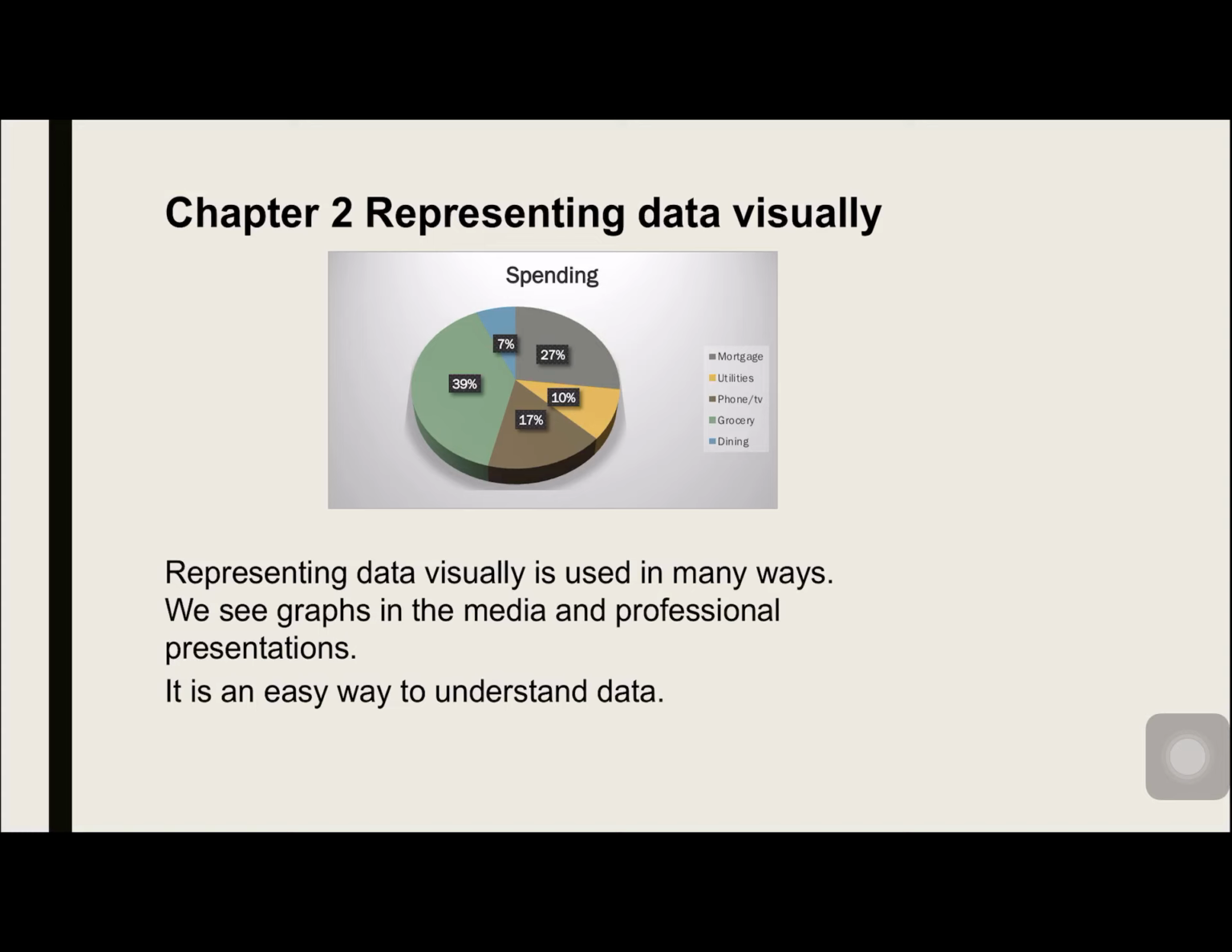Chapter 2, Representing Data Visually. Representing data visually is used in many ways. We can see graphs in the media and professional presentations. It's an easy way to understand data.